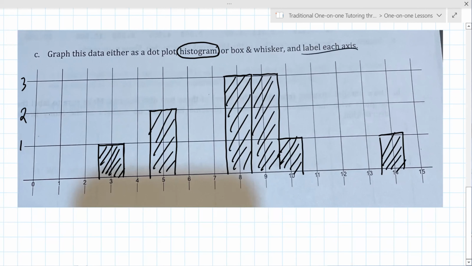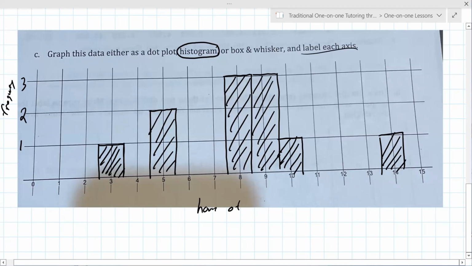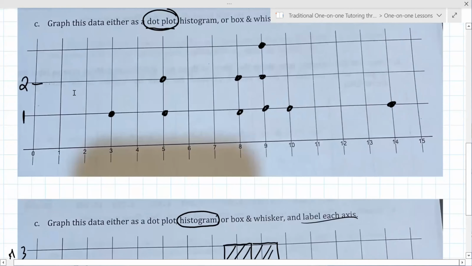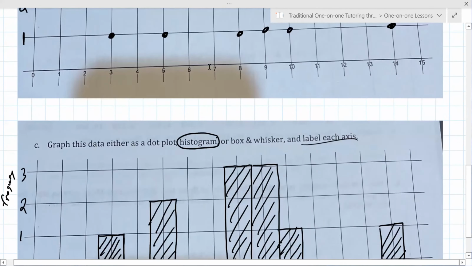Oh, and you need to label each axis, which I'm terrible at. So the left side here is frequency in all of them so far, and this is hours of sleep on a Saturday night. And the same thing for the previous one. You would want to have the same labels for that.